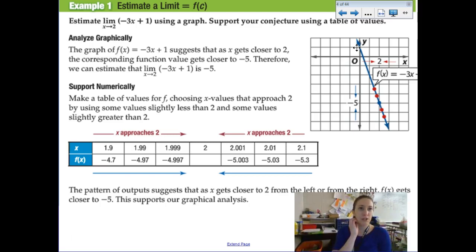For this particular function, negative 3x plus 1, that's just a linear function. There are no discontinuities in a linear function, so this is kind of goofy, but they went ahead and used a table and put it in ask mode, and they didn't actually evaluate it at 2 for some reason. They pretended like they couldn't plug in 2, is what's going on.